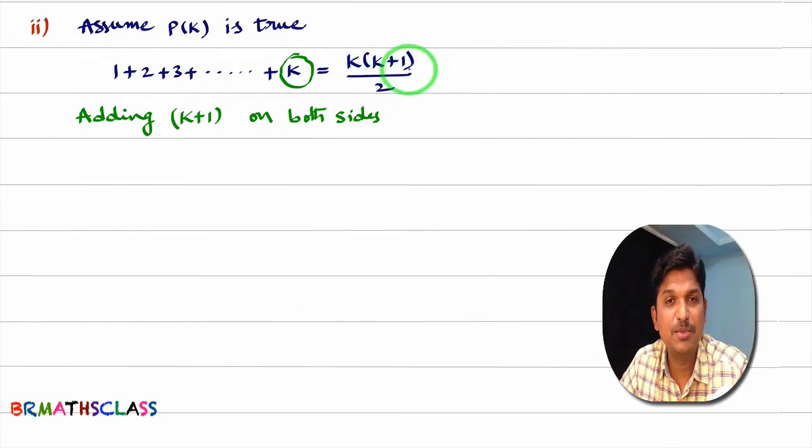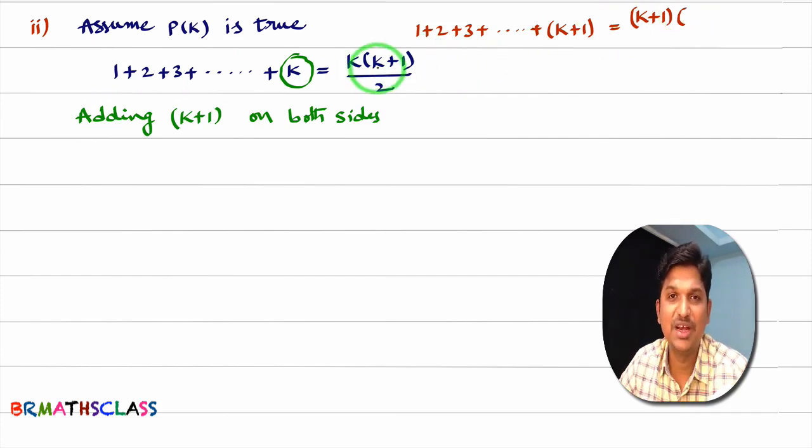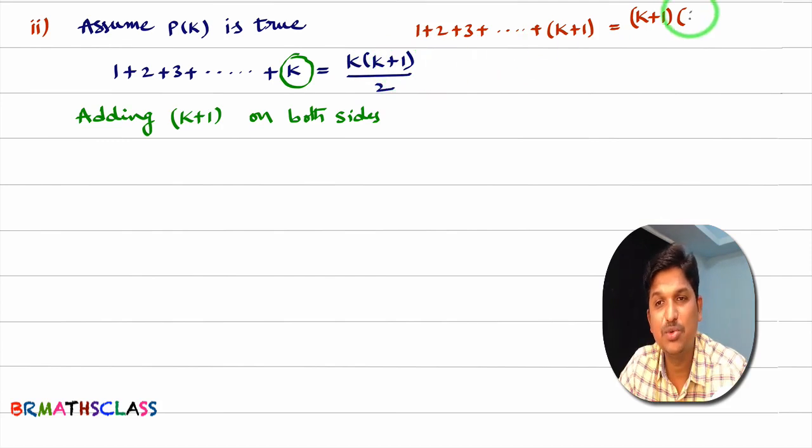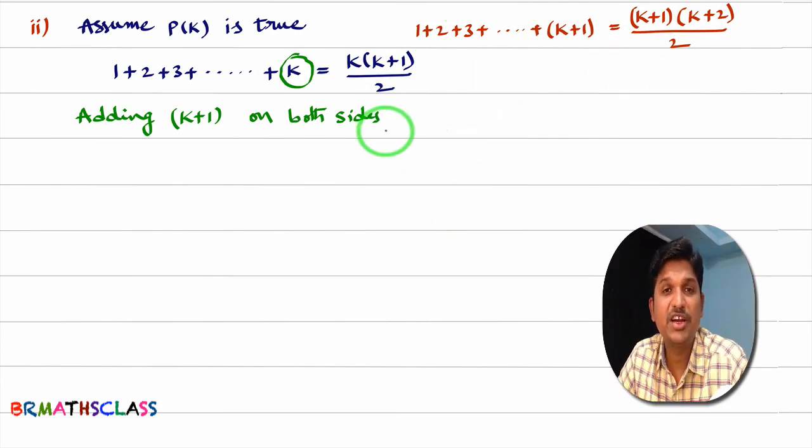In this statement, wherever k is there, you write k plus 1, you will get P of k plus 1. K plus 1 into here k plus 1 plus 1. In place of k, you write k plus 1. K plus 1 plus 1. That is k plus 2 whole divided by 2. Okay. What is this? P of k plus 1. Now we are trying to prove that P of k plus 1 is true. What is P of k plus 1? This statement is P of k plus 1. We are trying to prove this.